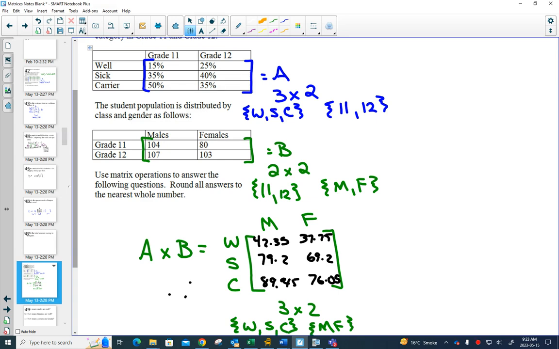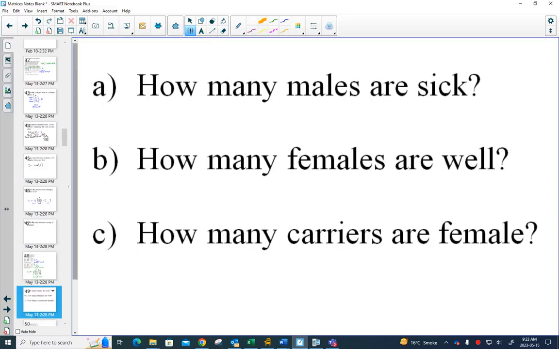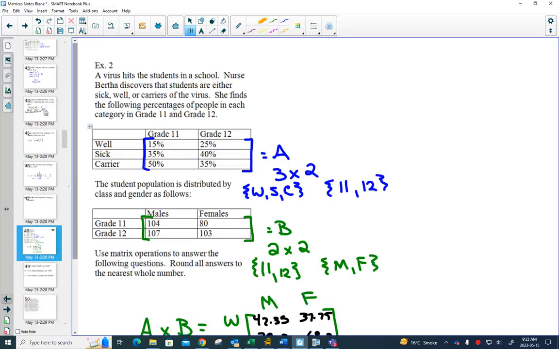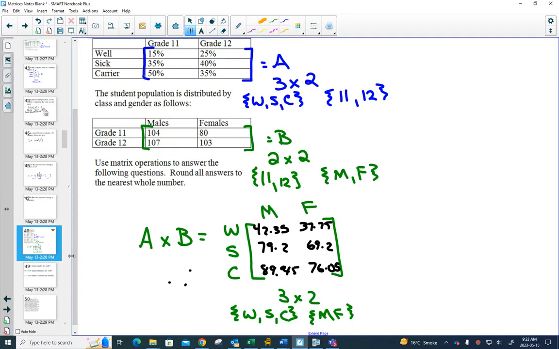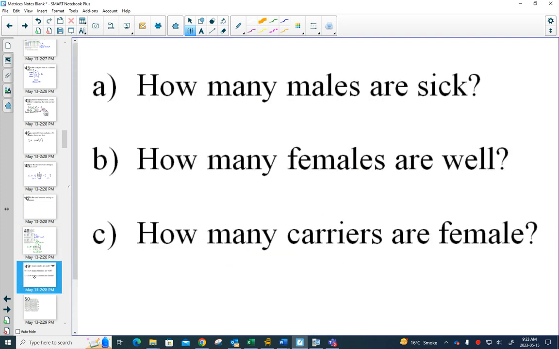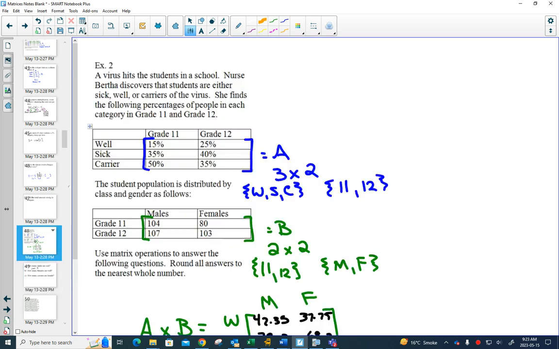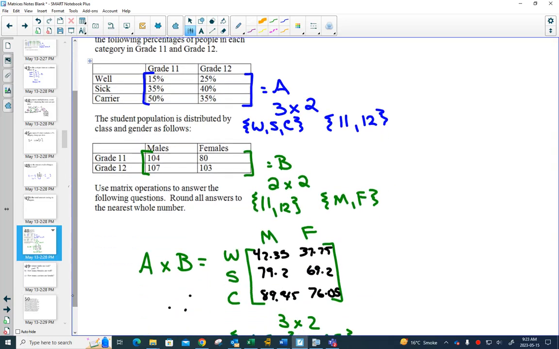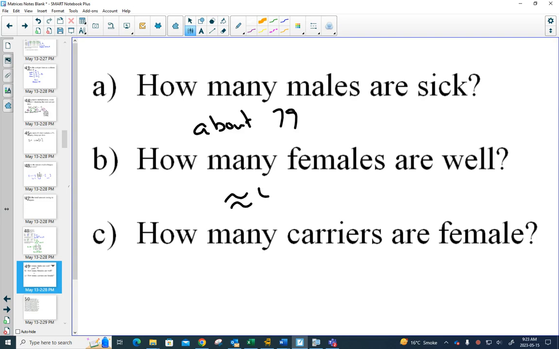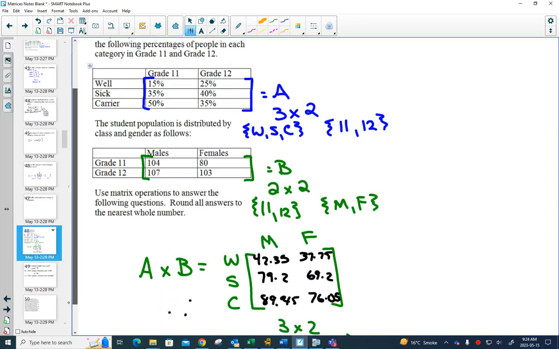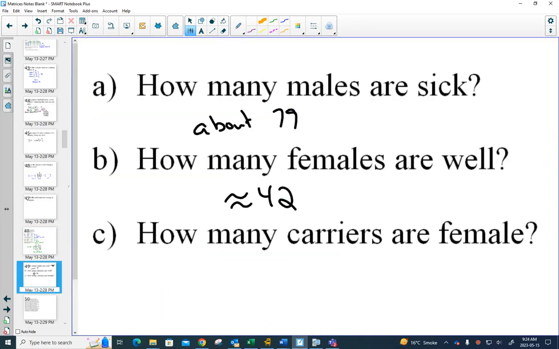What are some of the problems with these numbers? Well, you can't have a decimal of a person. So the questions that are asked here: how many males are sick? Then we go to our new matrix. We get 79.2, so we can say approximately 79. How many females are well? About 42. How many carriers are female? About 76.